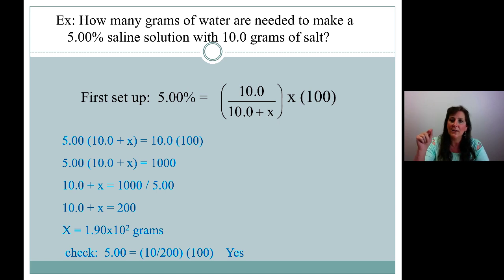Now we can plug that number back in for x and check. So we get 10 over 200 times 100 equals 5. Yes. So again, this is an algebra problem. I recommend you watch the other video and follow it for another example of this.